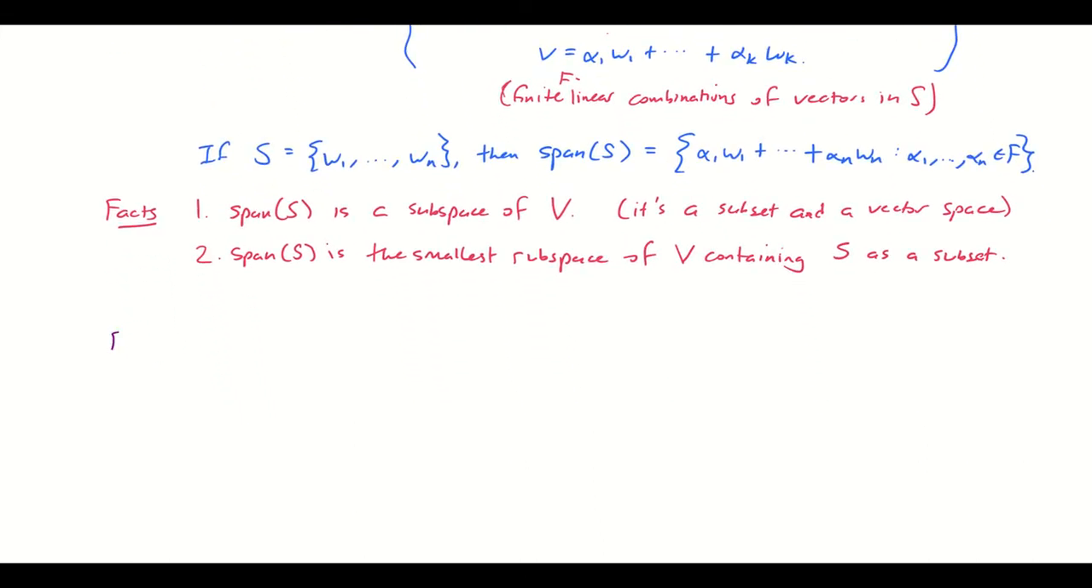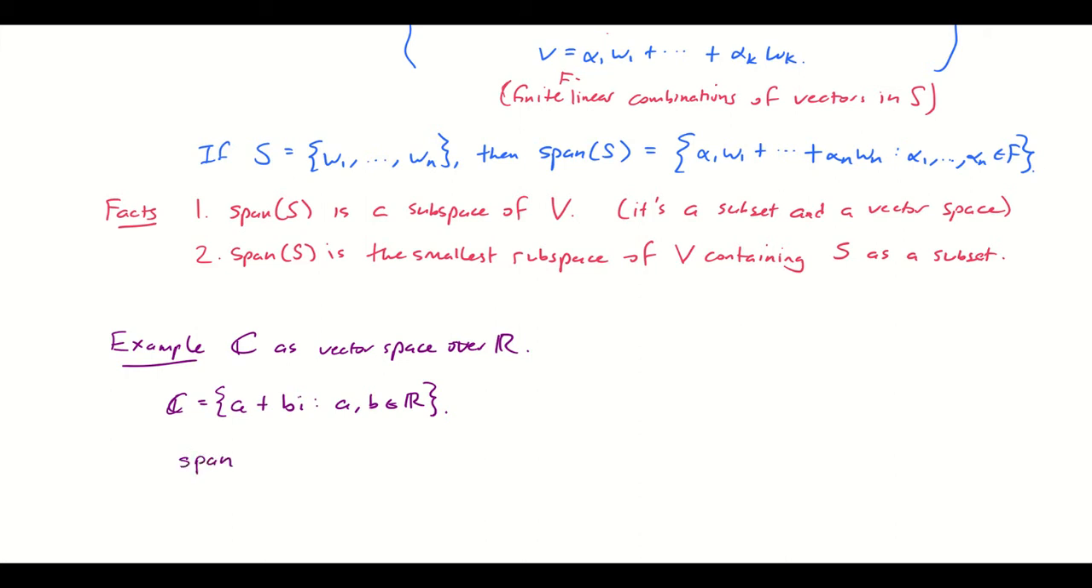I want to go back to the example of C, the complex field, as an extension field, but also a vector space over R. Okay, so what do we know? We know that C consists of all numbers that can be written in the form a plus bi, such that a and b are real numbers. So what if I ask, what is the span of this set? The span of 1 and i.